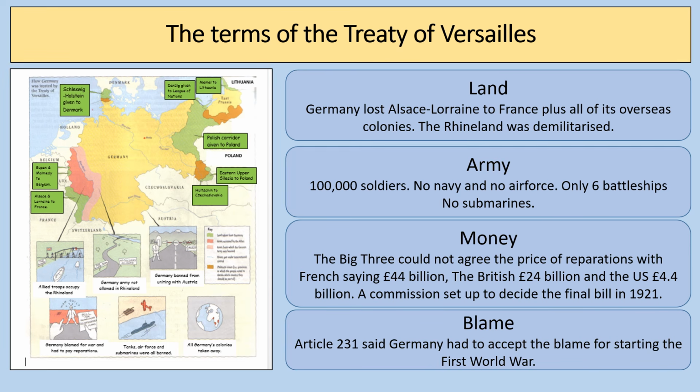In terms of money, we talked about that a little bit before, but the big three could not agree the price of reparations. The French wanted 44 billion, the British 24 billion, and the Americans 4.4 billion, so there's a huge difference. So a commission was set up to decide the final bill, which reported in 1921. And in terms of blame, Article 231 of the Treaty of Versailles said that Germany had to accept the blame for starting the war.